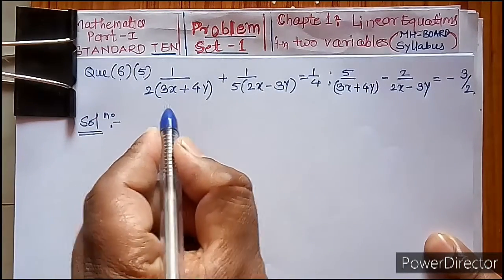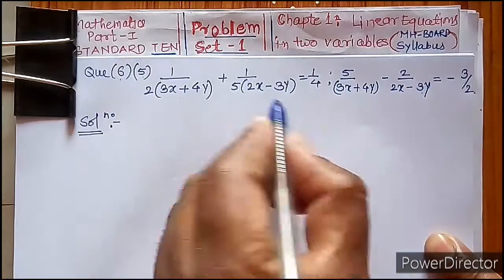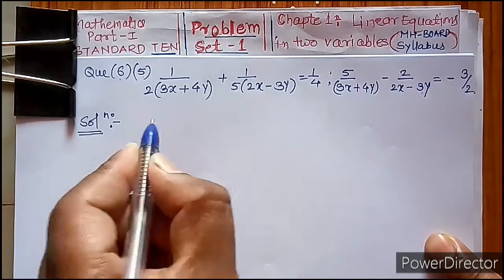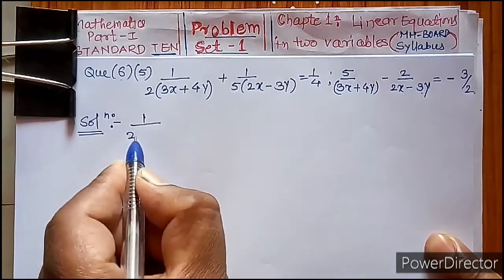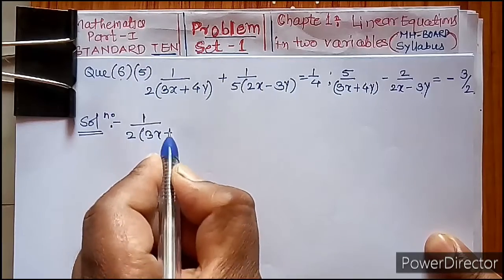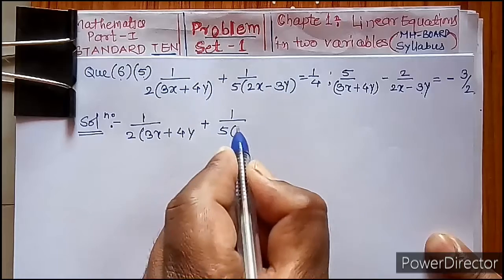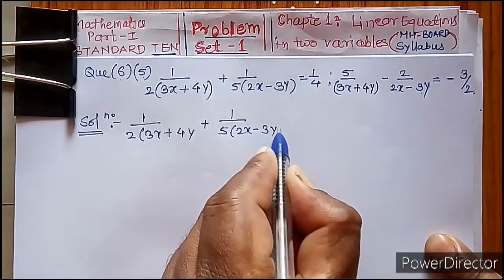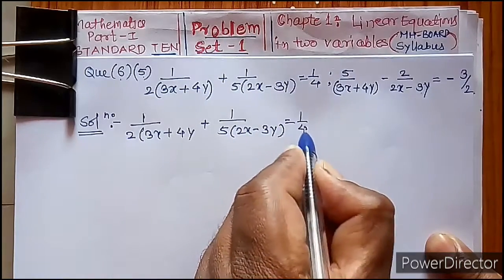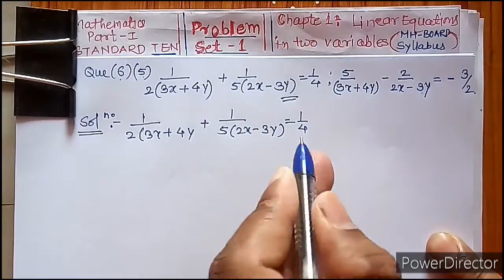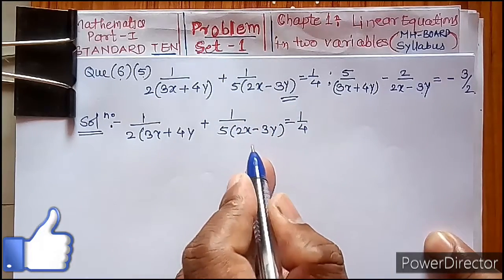Question number 6, sub question 5. The given simultaneous equations are these. Then write down the first simultaneous equation in the solution part, that is 1 by 2 into 3x plus 4y, plus 1 by 5 into 2x minus 3y, equals 1 by 4. This is the first simultaneous equation we have written here.